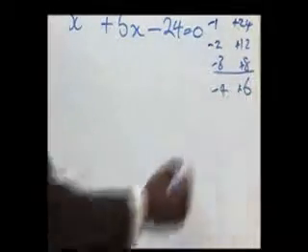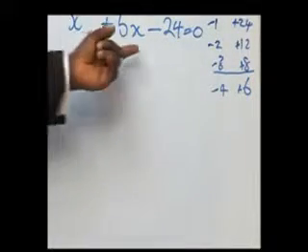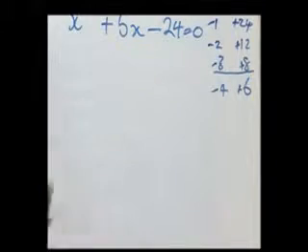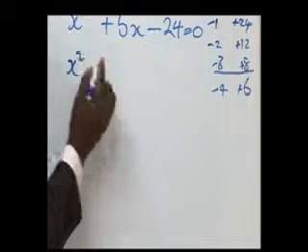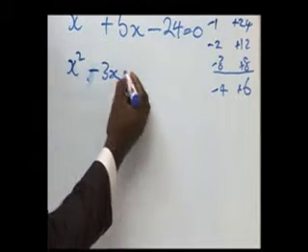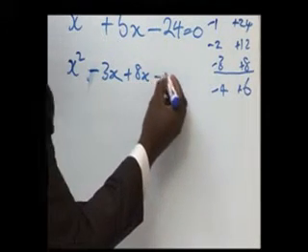Now we look at this. Minus 3 plus 8 will replace our 5x. So we have here x squared minus 3x plus 8x minus 24.